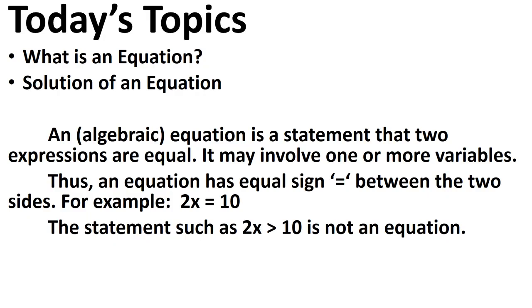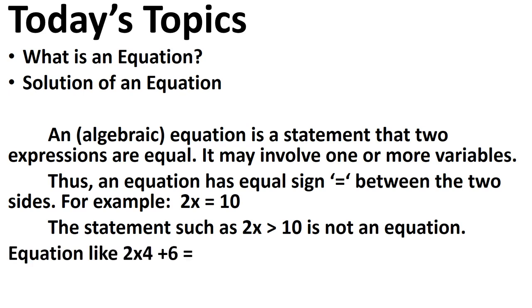The statement such as 2x is greater than 10 is not an equation. The important thing that you should keep in mind is that in an equation there is an equal sign between two expressions. Between two expressions the equal sign must be there. Then only it will become an equation. Otherwise it is not an equation. So we will say that 2x equal to 10 is an equation. But 2x is greater than 10 is not an equation.